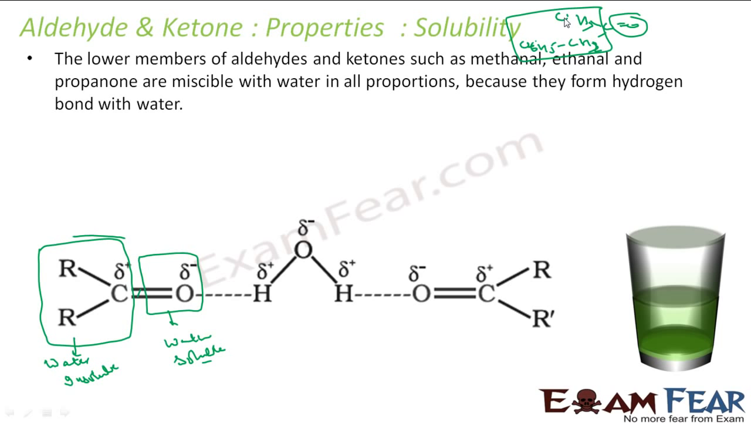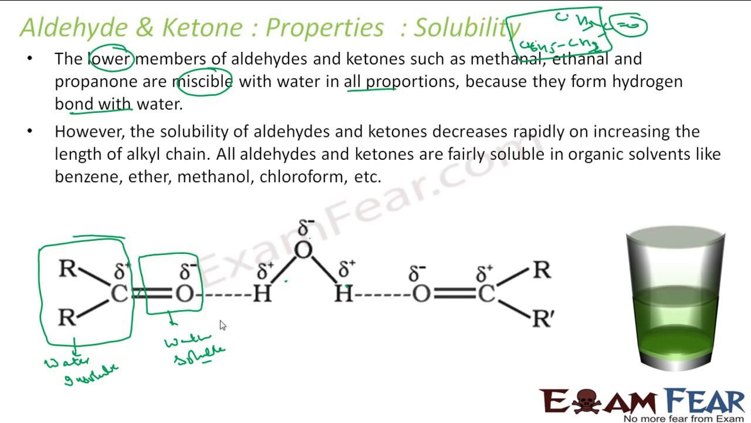Correct? So if you see, the lower members of aldehydes and ketones are miscible in water in all proportion because of hydrogen bond. Correct? Water, if you see, is slightly negative, with slightly positive hydrogens, and with this they form a bond. It's called hydrogen bond, and they are soluble. But if you have higher members of aldehyde and ketone, they will not be soluble, and the solubility will decrease as you increase the chain length of this alkyl group.